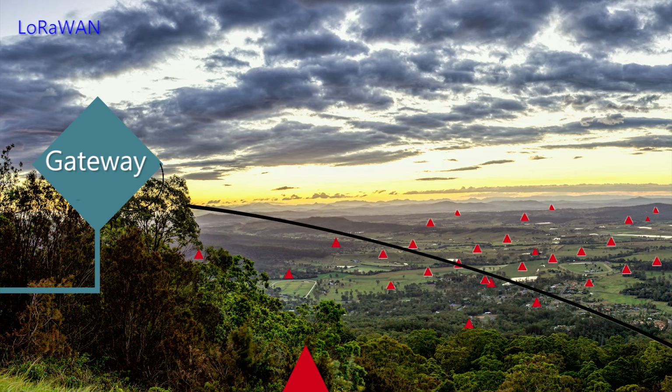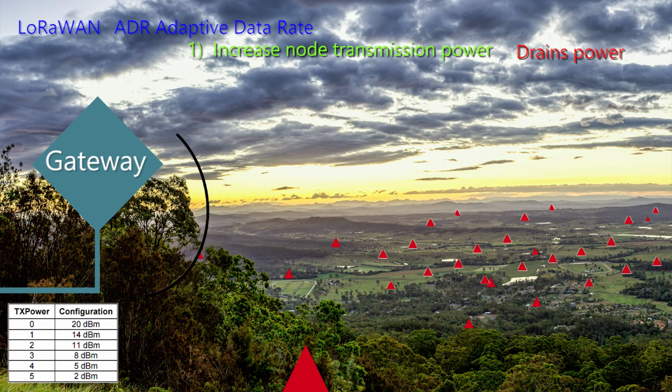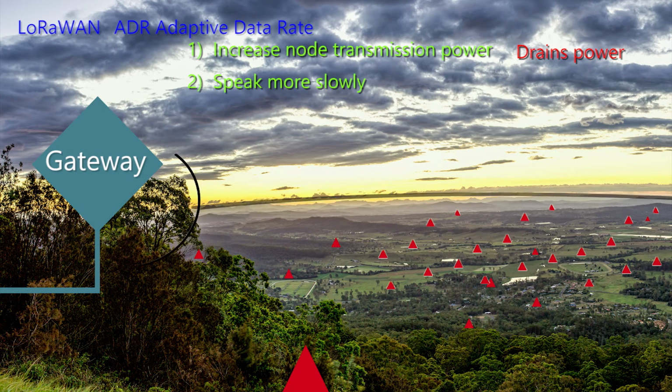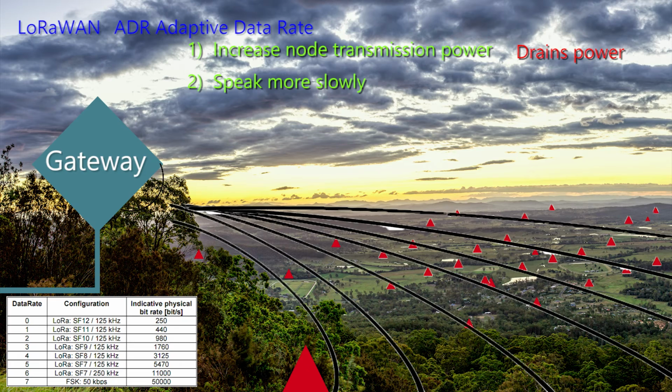LoRaWAN has several techniques to deal with this problem. First, it has the ability, if enabled, to cause the node to transmit at a higher power. But this has the obvious cost of draining the node's power supply more rapidly. Secondly, it modifies the quality of the spread spectrum signal. This could be likened to speaking more slowly in human speech. You will see this in the references labelled SF7 to SF12, spreading factor 7 to spreading factor 12.